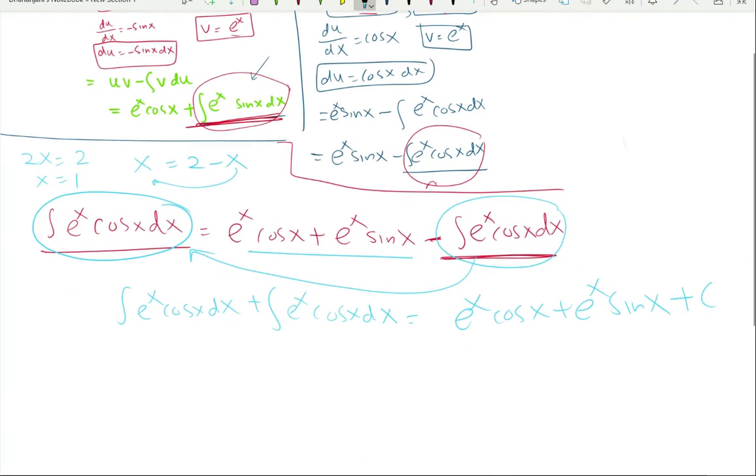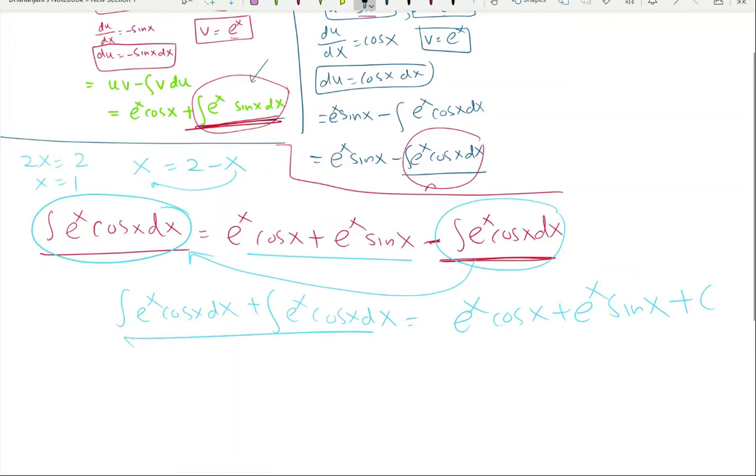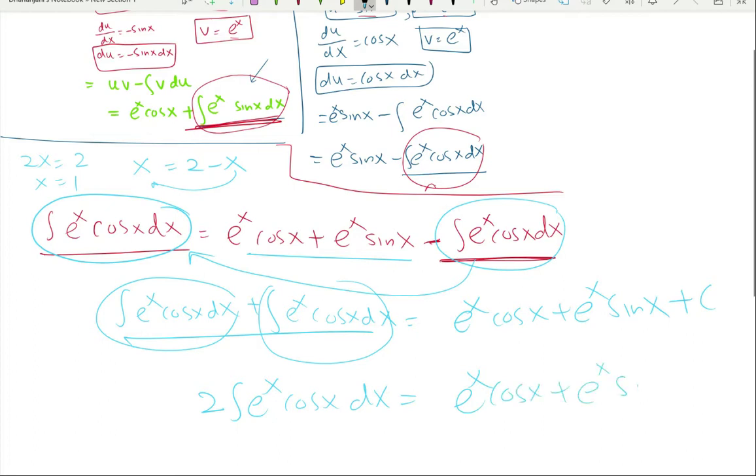All right. Now these two are the same, so this is 2 e to the x cosine x. Yes, we can do that for integrals because those are the same copy of the same integral. So there are 2 copies, like 2 oranges. So 2 integrals.